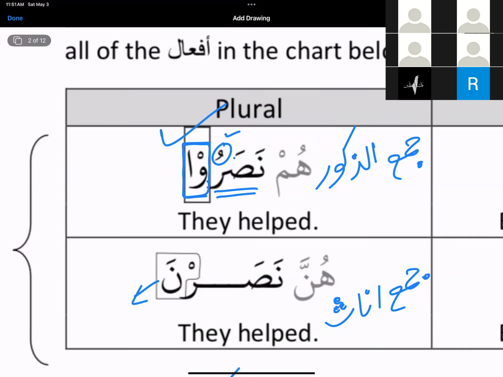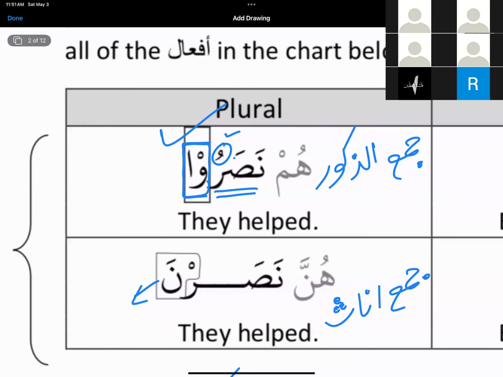So, Sister Kausal, if you want to understand it the way you want, like Ra has Dhamma, that means it is Fi Mahali Rafa, but then for Nasara, are you going to say it is Nasab? No. For Nasara, I can understand, because there is Fatha, right? Huma Nasara, I can understand. There's no Dhamma there. By saying Fi Mahli Rafa over there, I can understand that.